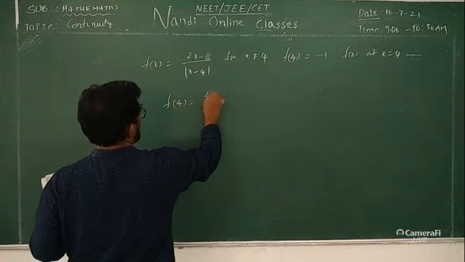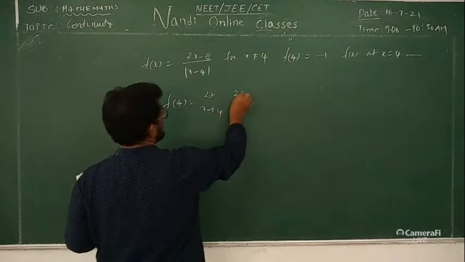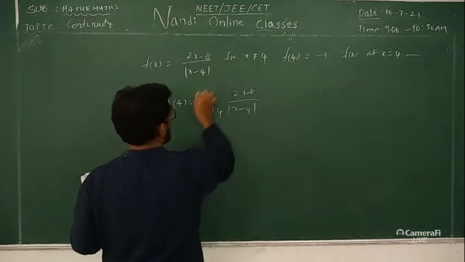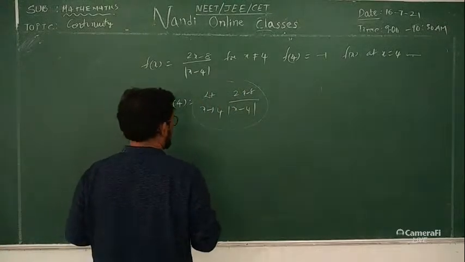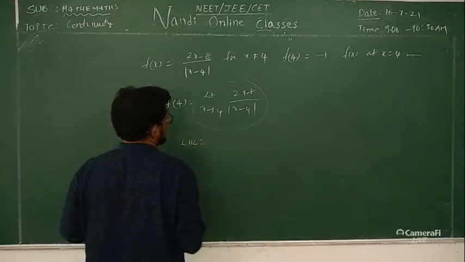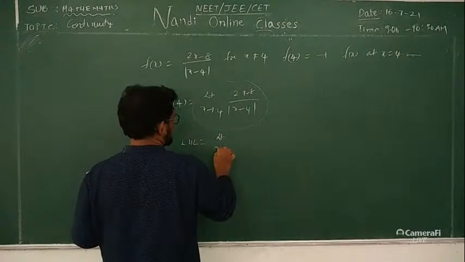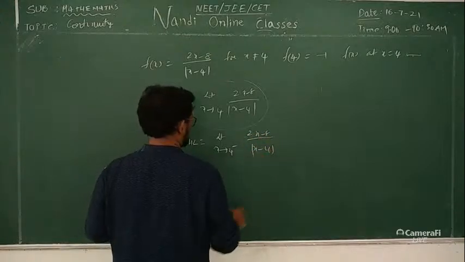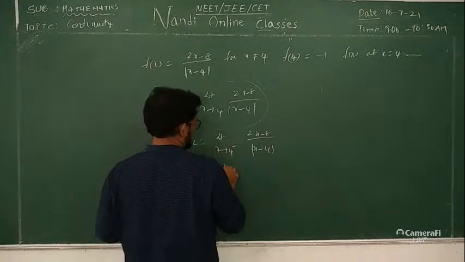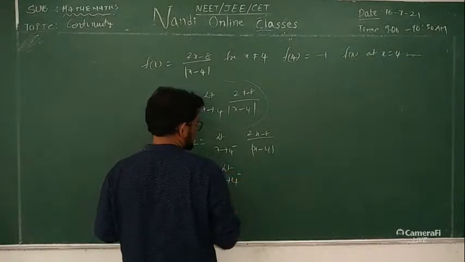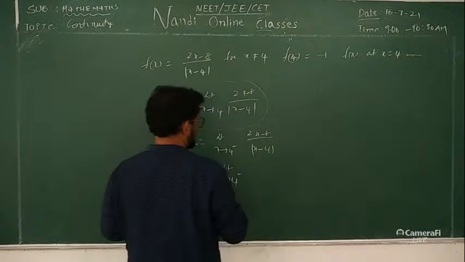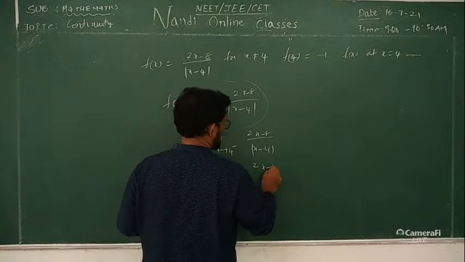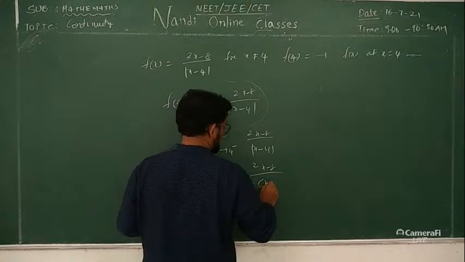So f of 4 is equal to limit x tends to 4 of (2x minus 8) by (x minus 4). If you want to find this value, we should find the LHL. LHL is limit x tends to 4 minus of (2x minus 8) by (x minus 4). So x tends to 4 minus, we can write 3.9, which is nothing but negative. Therefore, the modulus function converts into this.